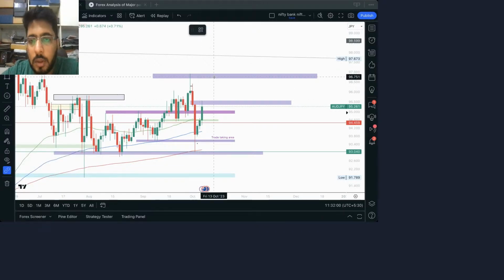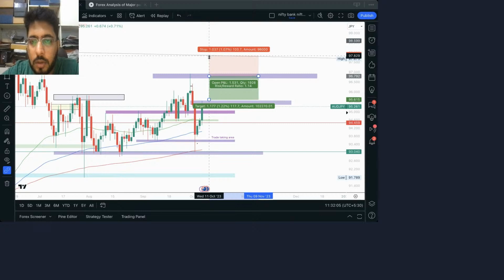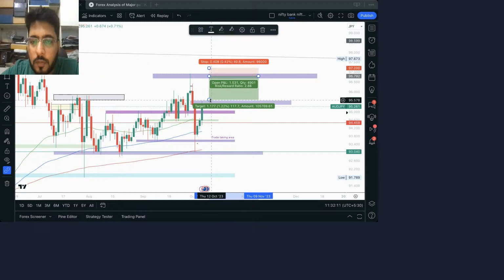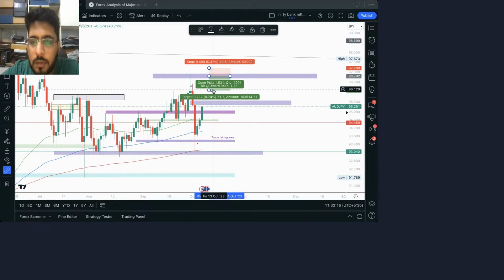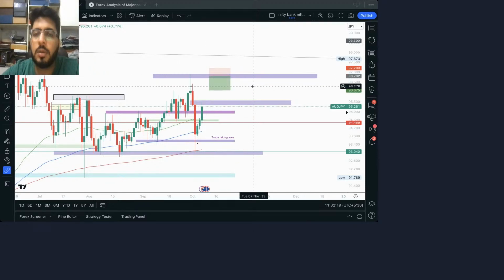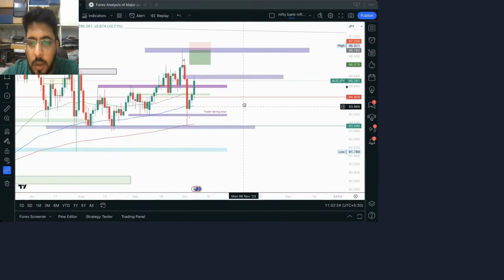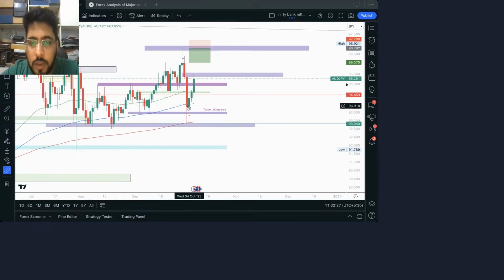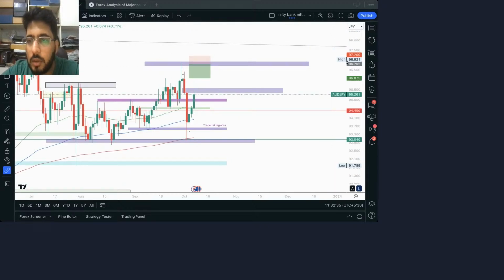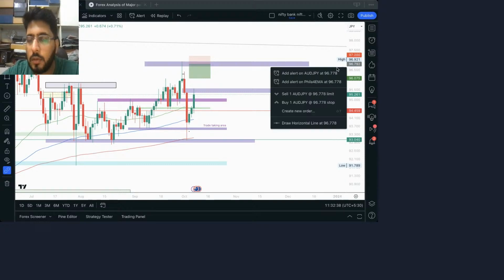So I'll keep my short from here with a small stop loss of 40 pips, and I'll keep my target for at least 70 pips, I must say. So let's see if this will come over here, and at the bottom this is a big spike. So this is a good zone of interest for me. I'll stop this alert and I'll put an alert over here.